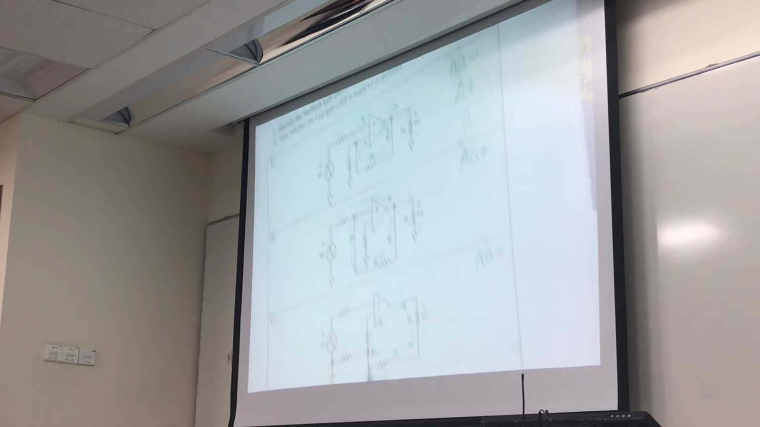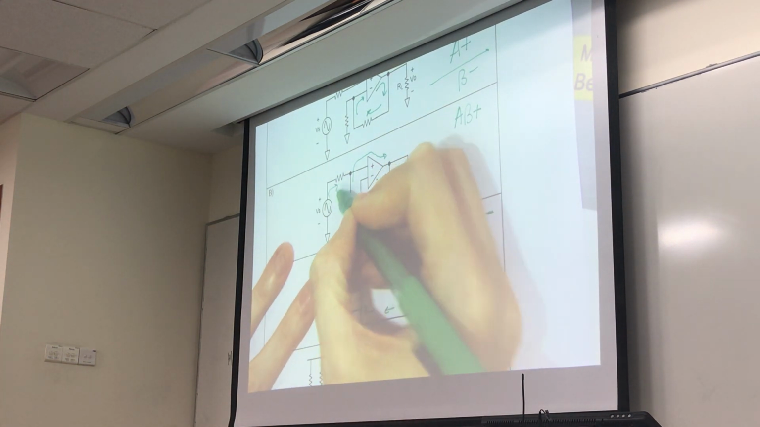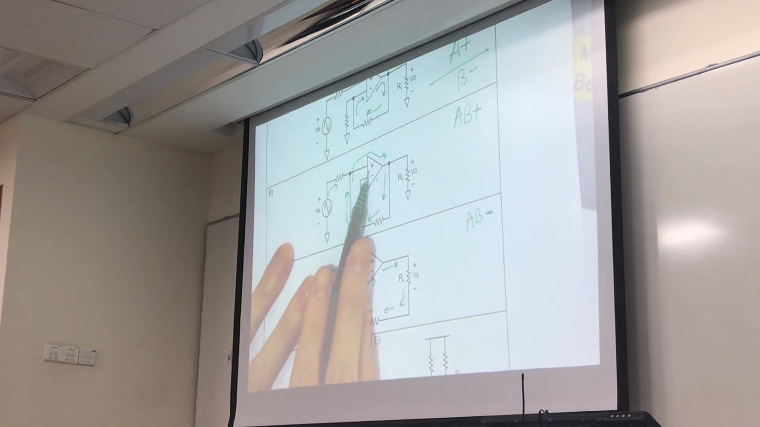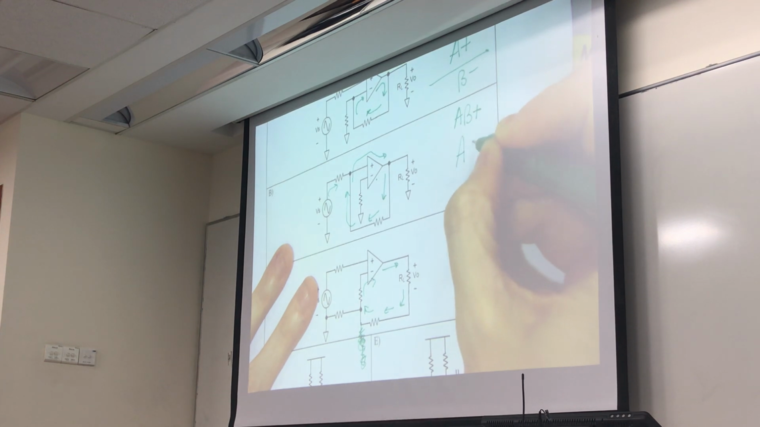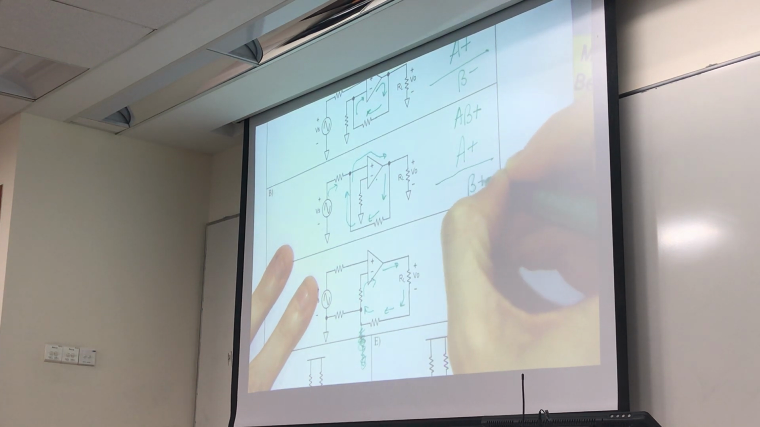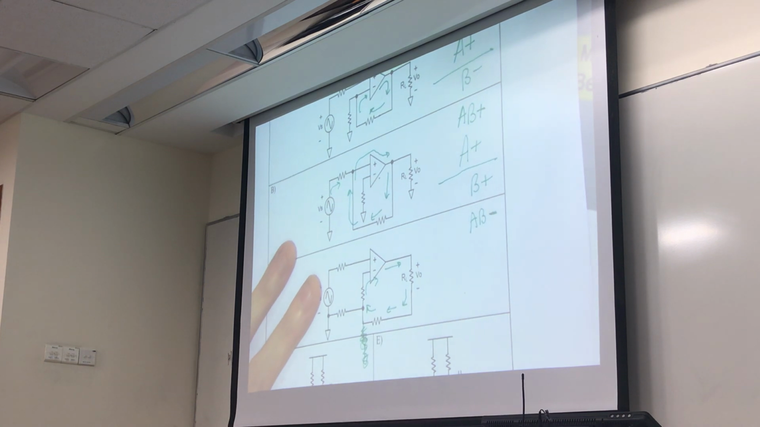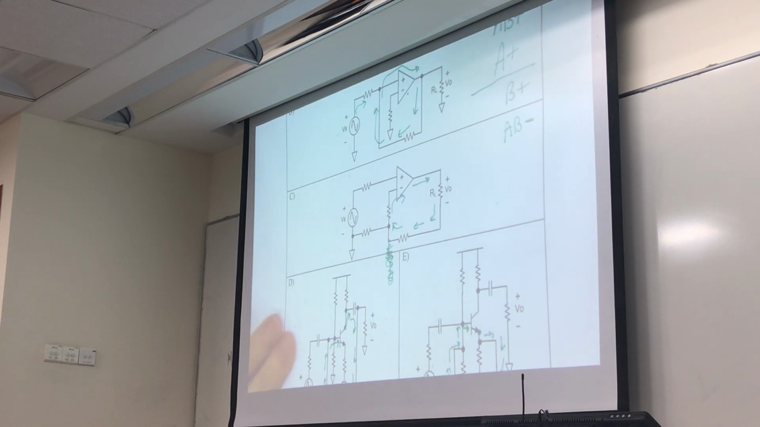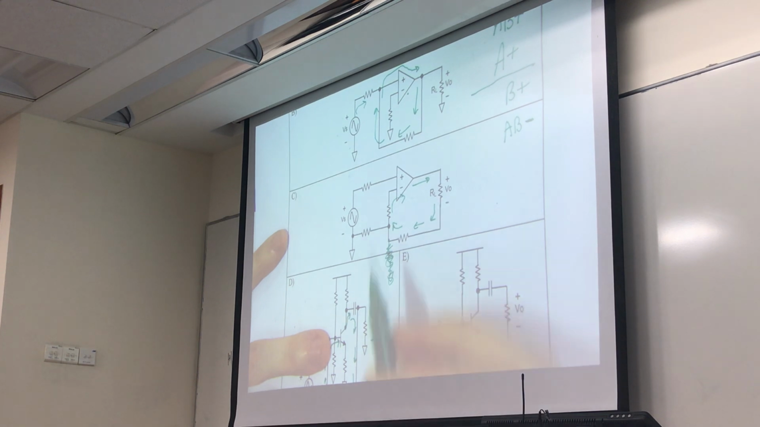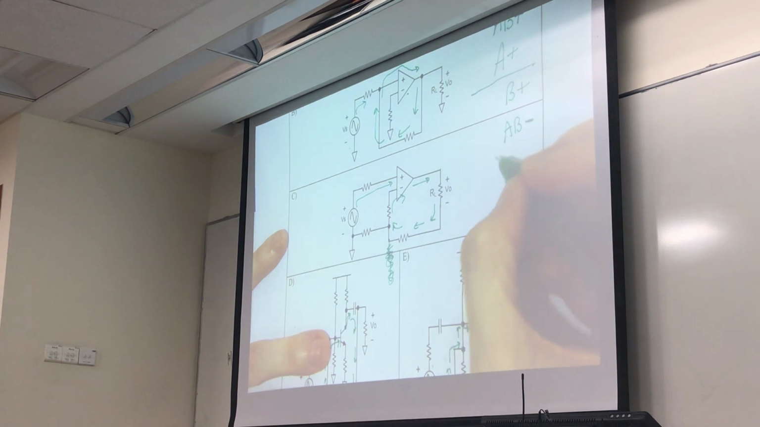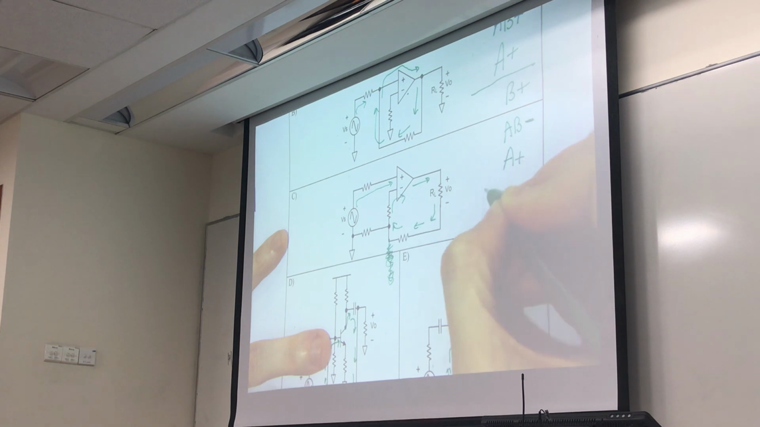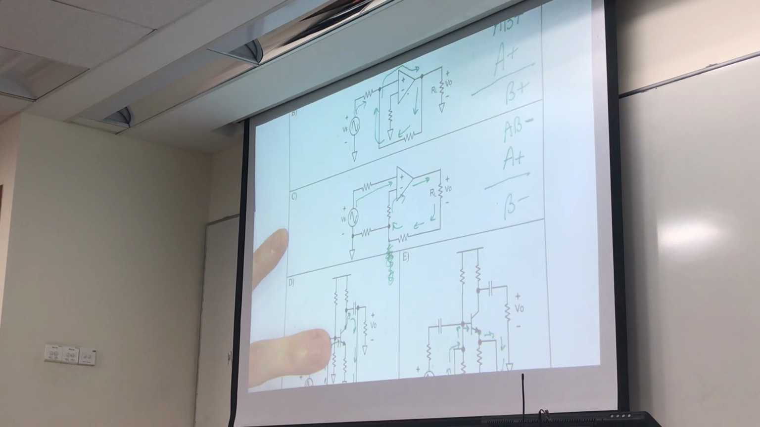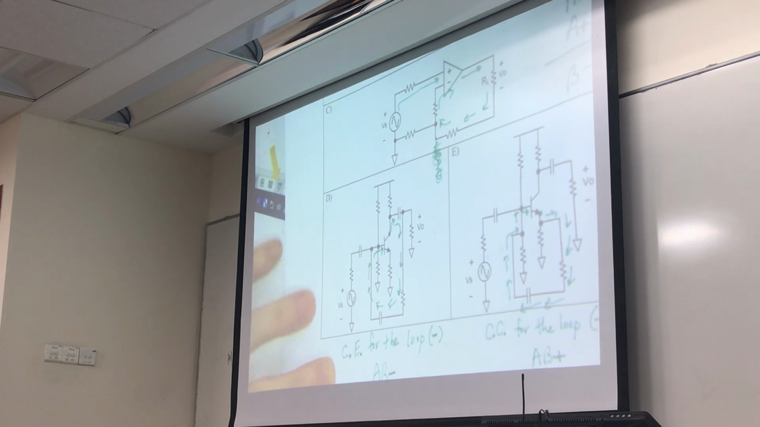Let's look at the second one. In this case, the signal enters quite clearly the positive pin, therefore A is positive. And by comparison, I can see that beta is also positive. Circuit C, again, it's very clear that the signal enters the positive pin, therefore A is positive. By comparison, beta is negative.